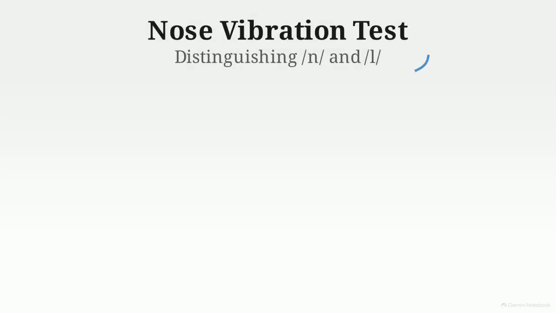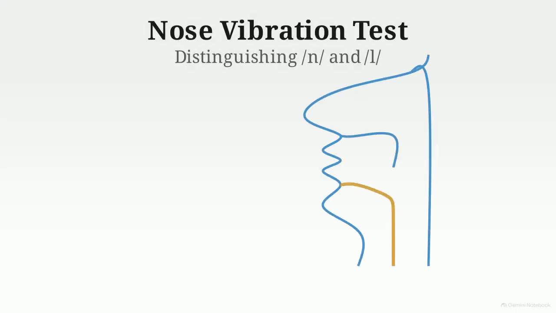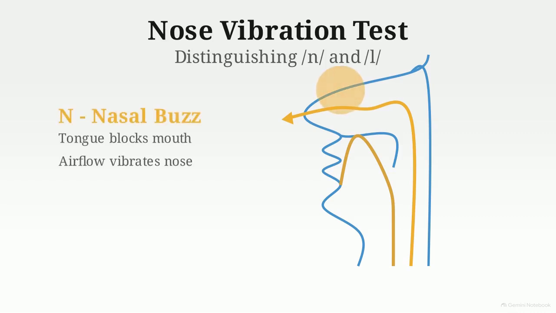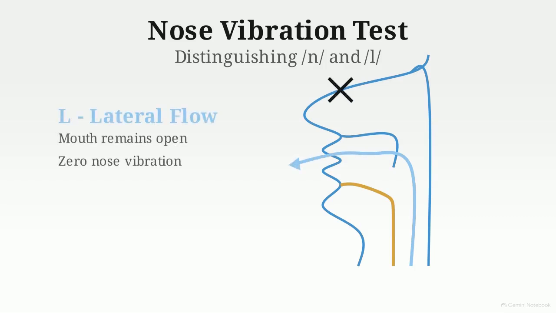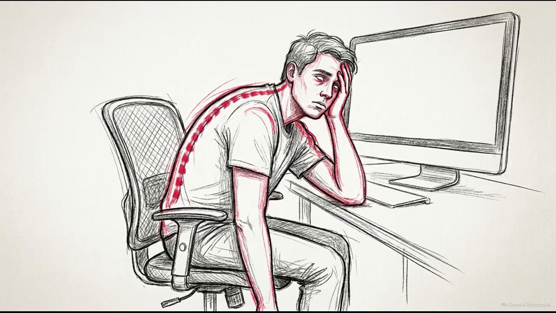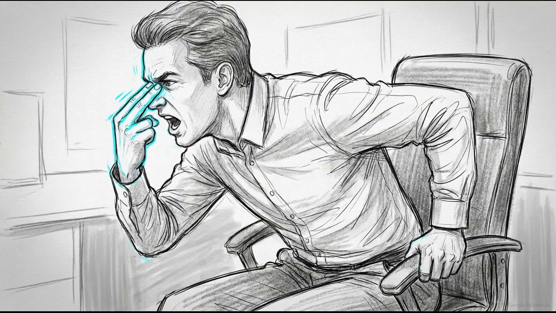This cross-section shows airflow dynamics for the nose vibration test, distinguishing N from L. To produce an N, nasal airflow is restricted, causing a physical buzz on the nose bridge. An L requires open lateral airflow, resulting in no vibration. Avoid allowing the team to repeat these words passively. The speaker must perform the physical movement to notice the difference in how the sound is produced.